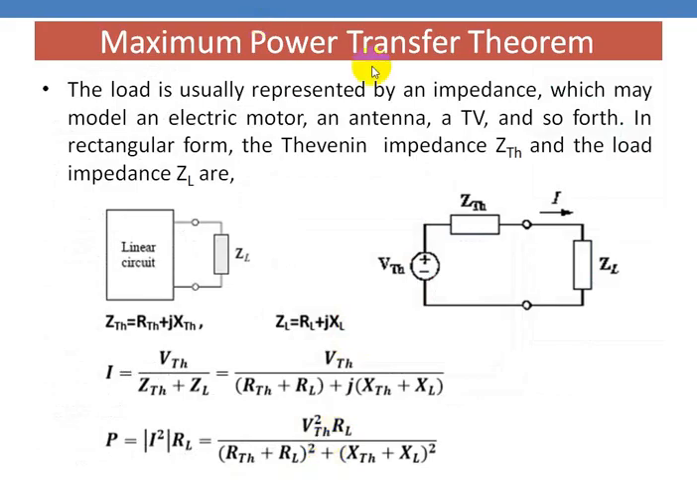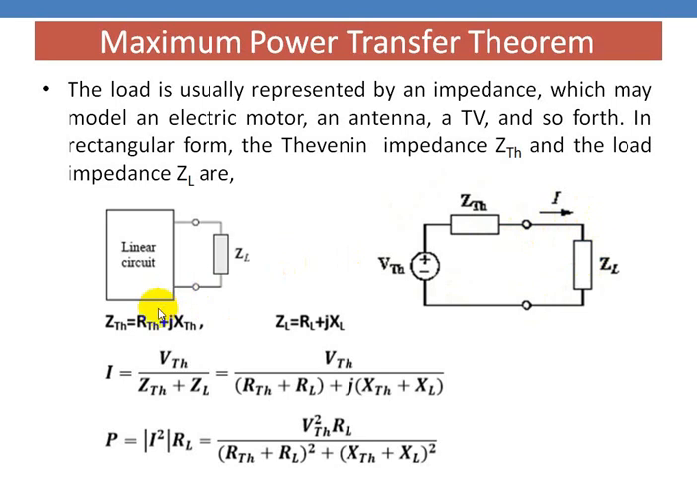Then the maximum power transfer theorem in AC circuits. Here the load is usually represented by ZL. It can be a motor or antenna or TV, it can be anything. The circuit between the load terminals can be reduced into a Thevenin network consisting of a voltage source and Thevenin impedance. Then you connect this load impedance across the terminals, and let I be the current in the circuit.